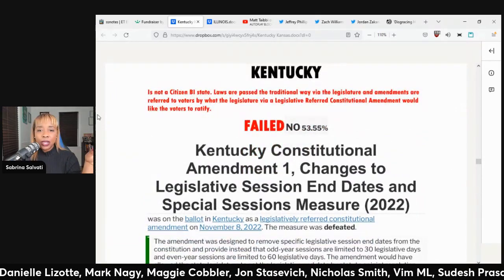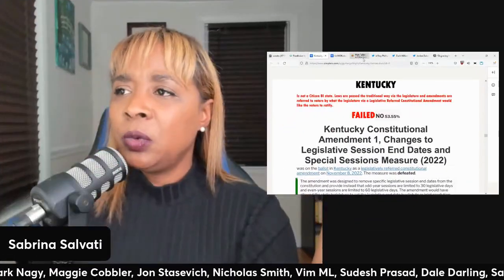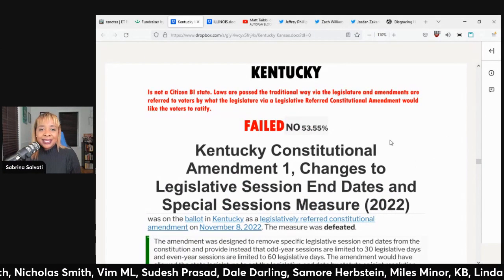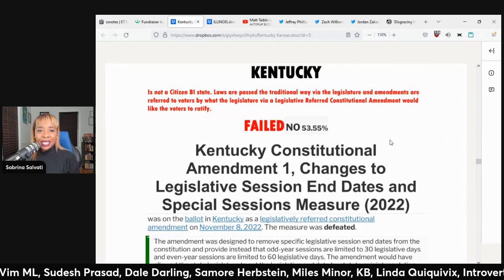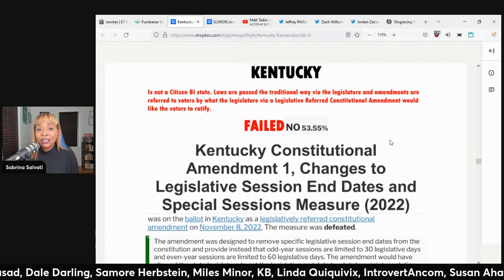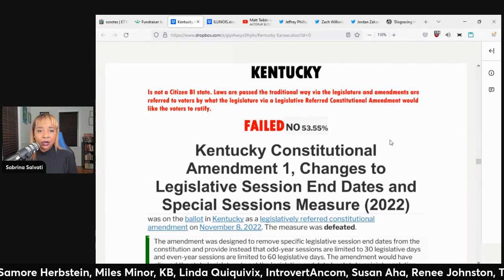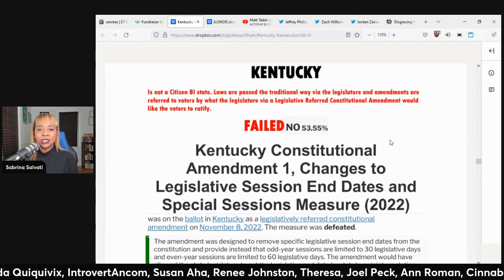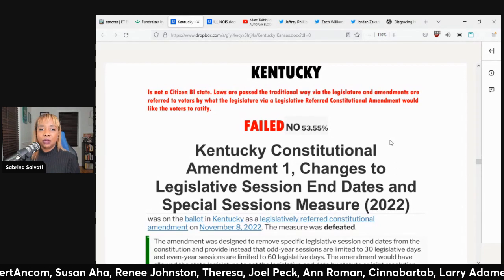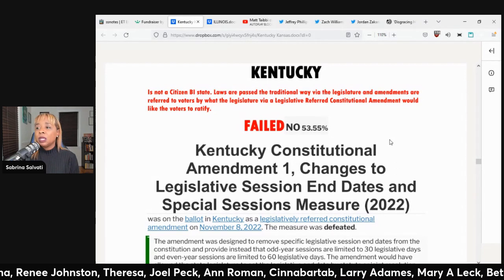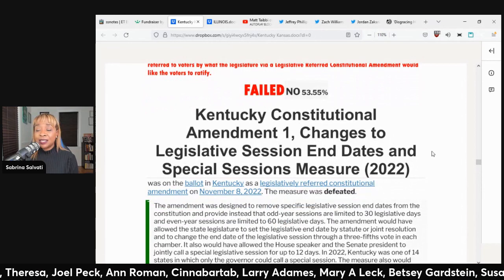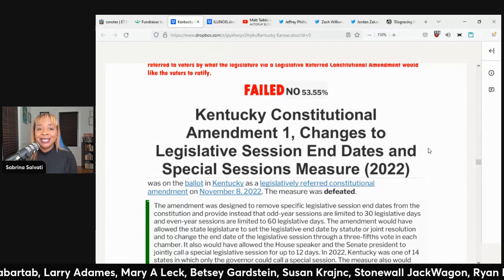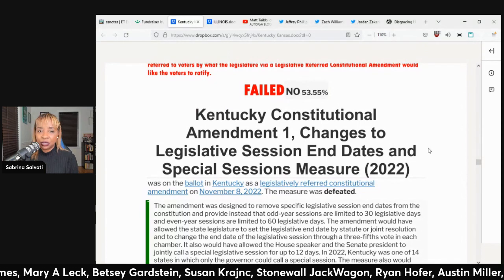Okay, now we are moving on to the Blue Hills of Kentucky. In Kentucky, it is not a citizen initiative state. Laws are passed the traditional way via the legislature, and amendments are referred to voters by the legislature, a legislatively referred constitutional amendment the legislature would like the voters to ratify. So the first one, Kentucky Constitutional Amendment 1, changes to legislative session end dates and special session measures.